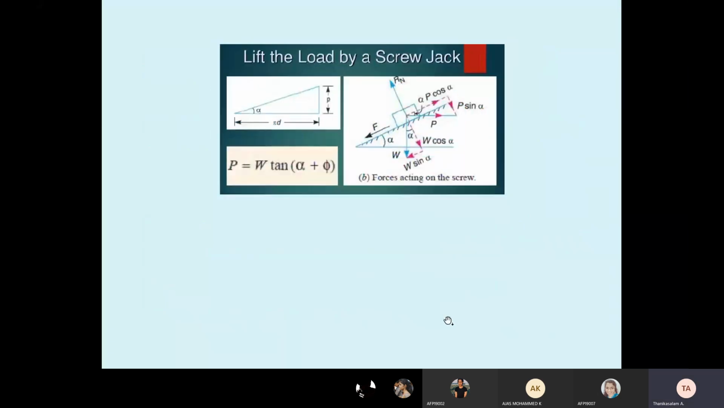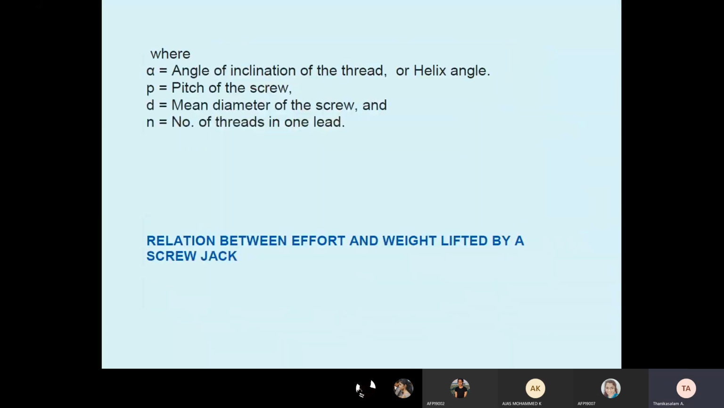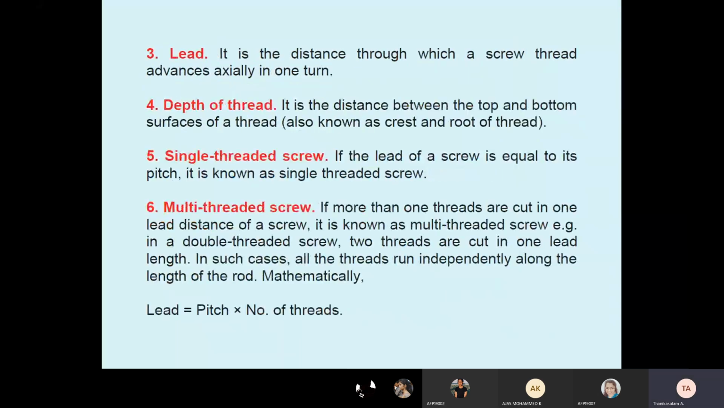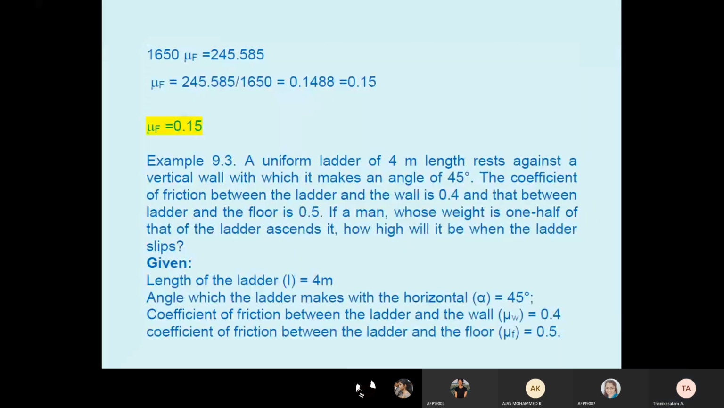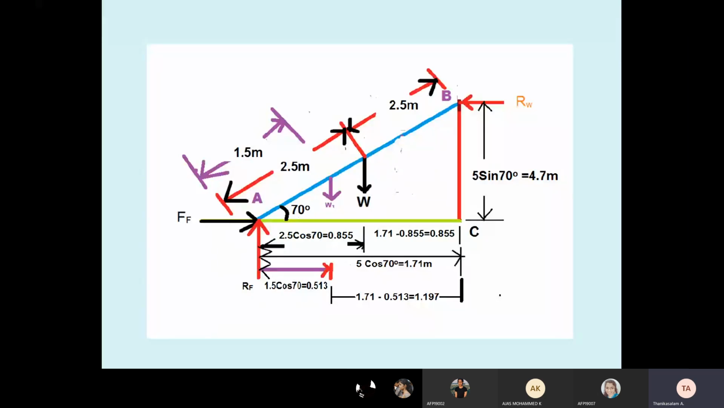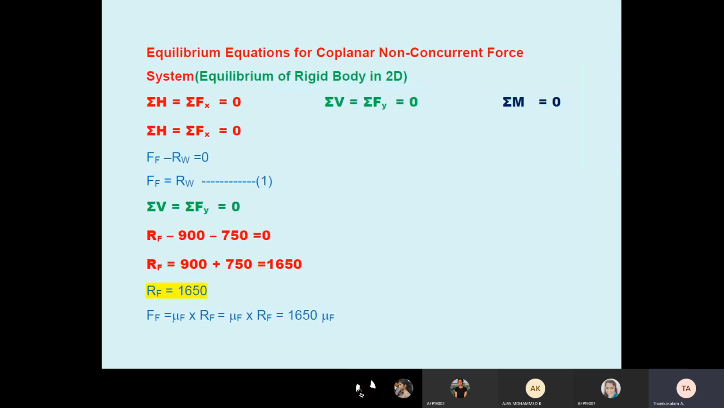Then we recollected last class's topic. These are the definitions. We discussed ladder friction, very interesting. In the next two classes, we are going to discuss problems based on belt friction, rolling resistance, and the screw jack. So remember the formulas. Okay. With that, I want to conclude today's class.